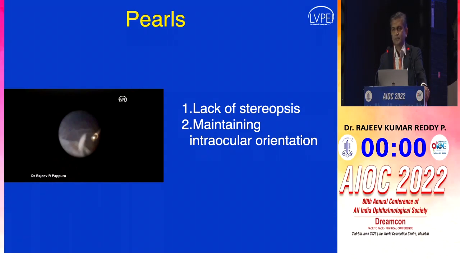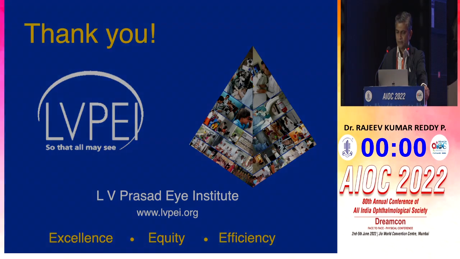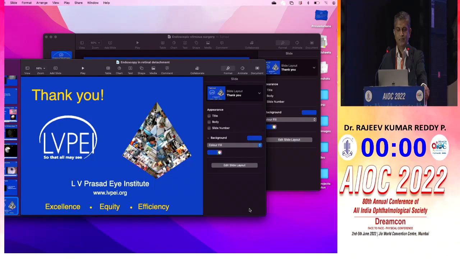So the pearls in doing endoscopic vitrectomy: this definitely takes a longer learning curve, and the lack of stereopsis is not helping us anyway. But when we look at the things which we cannot usually see, and we are able to see them better, it would help us do a better job than what we would have done with regular visualization. So that's in short about how we do it in a retinal detachment surgery.